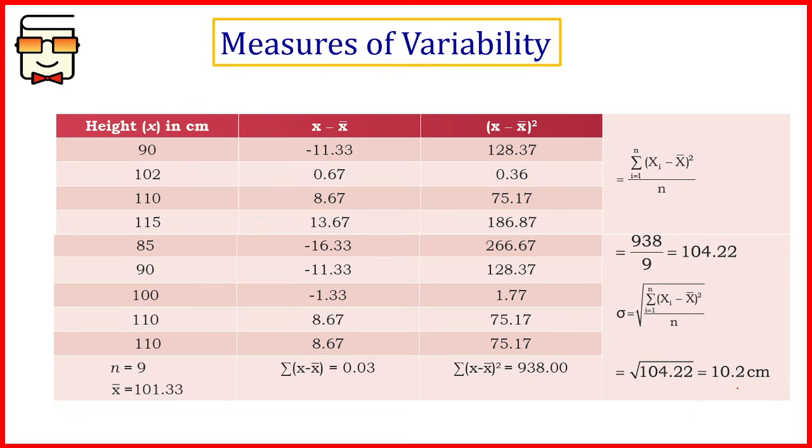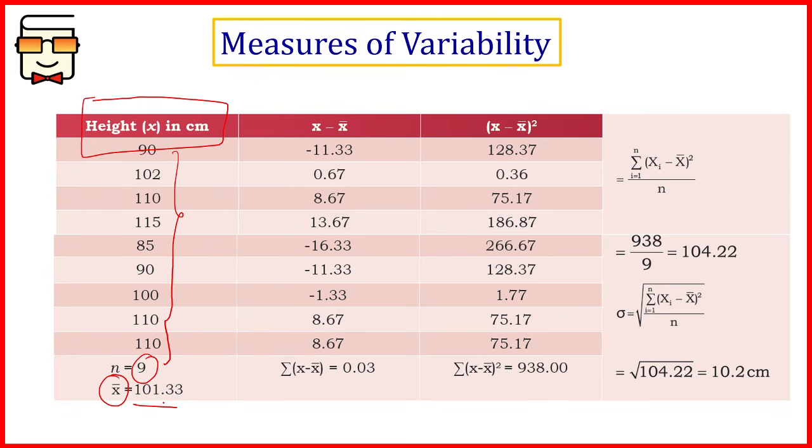Say you have to calculate the standard deviation for this particular data, which is the height in centimeters. So these are the original values that are given to you. In the first step, you will find the mean. How do you find the mean? You will take the sum of all these values and divide by the total number of values. So we calculated in the previous slide that the sum divided by n will give you the mean as 101.33. Okay, so the first step is done.